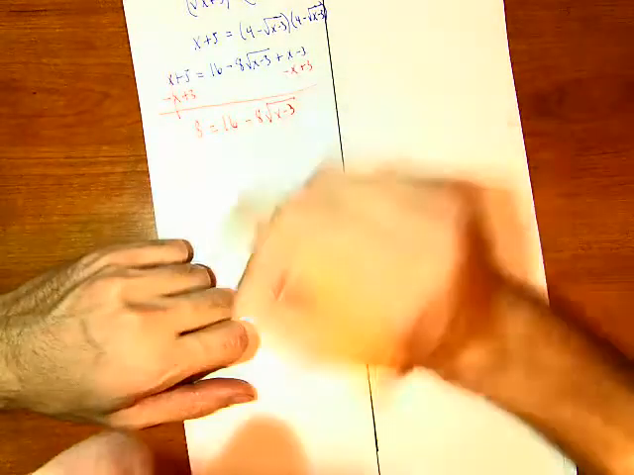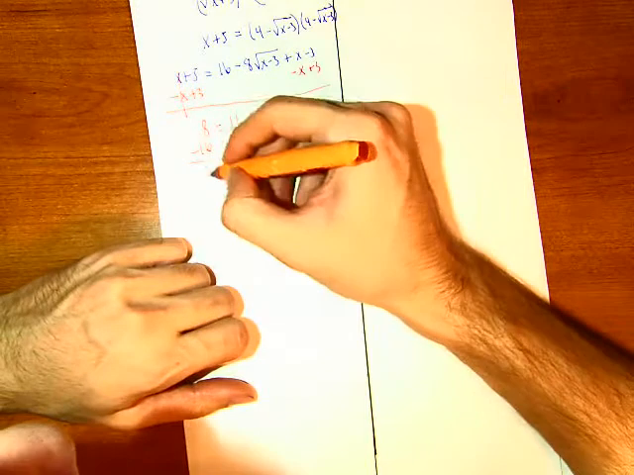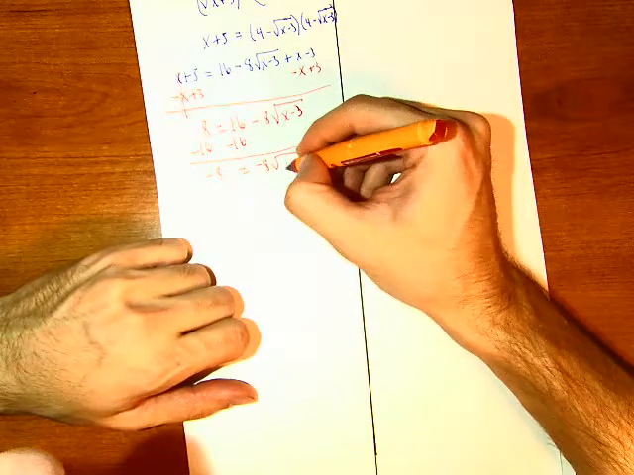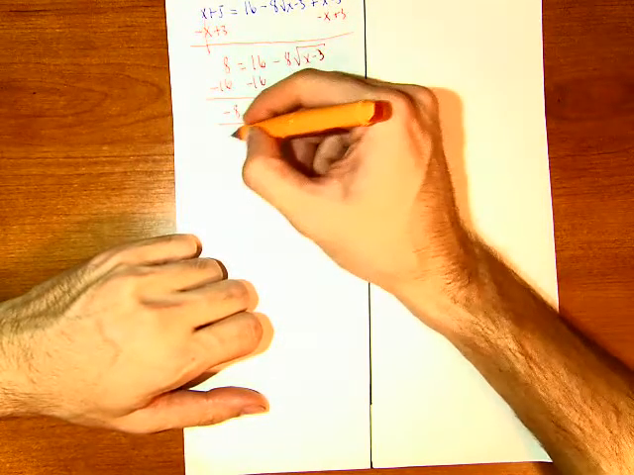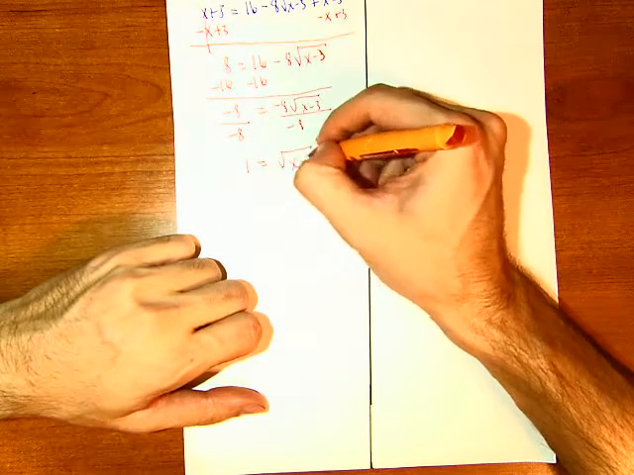Now here, what happens here? We want to subtract 16. So this is negative 8 is equal to negative 8 square root of x minus 3. And now here, divide by negative 8. 1 is equal to square root of x minus 3.